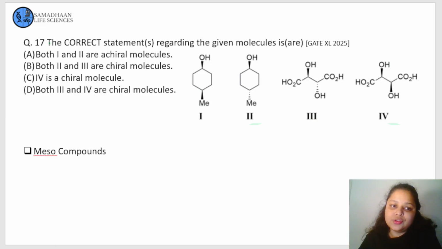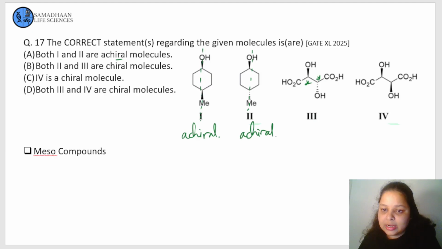This is also a PYQ. The correct statement regarding the given molecules. The options are based on chirality. So let's check one by one. For this first molecule, we have a plane of symmetry through this. So this will be achiral. Why plane of symmetry? Because if I put a mirror here, this side and this side will be mirror images. Same for the second molecule, achiral. For the third molecule, here I have a chiral center and a second chiral center, but here is a plane of symmetry. So this is also achiral. So this type of molecule is called a meso compound.